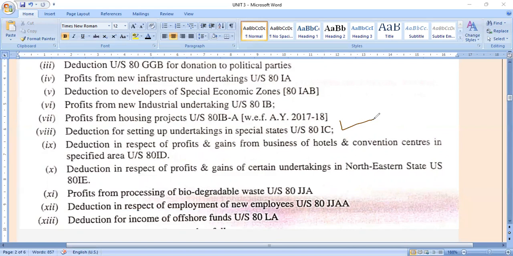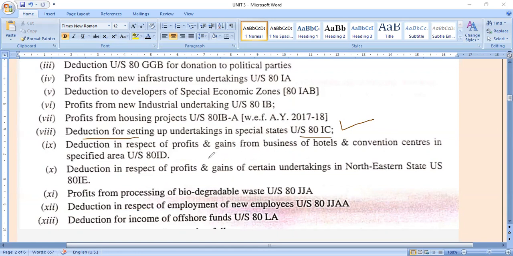You take the case of the northeastern part of our country. Seven sisters of the northeast, you will call them Mizoram, Assam, Meghalaya and so on. These seven states are there. Like that, some special states are there in the country. In those places, if any industries are ready to be set up by entrepreneurs, and a company donates money for those entrepreneurs, that will be allowed as deduction under section 80 IC.